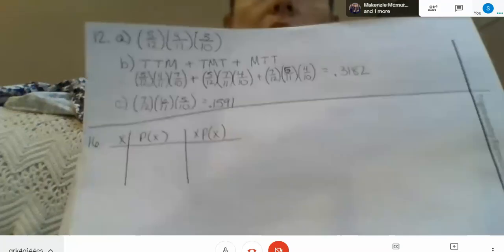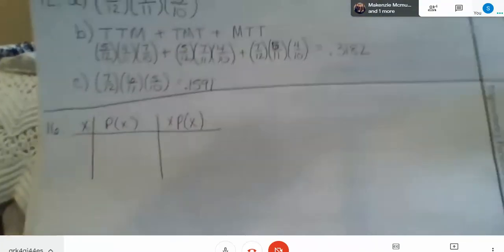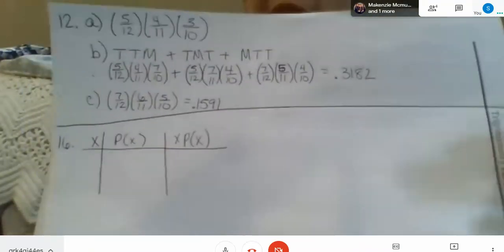So we're going to do this like you did problem 15. We're going to make our table first. We have our x, we have our p of x, we're going to need our xp of x. You can put the x squared p of x column in there, but you really only need that if you're finding standard deviation. So we don't have to do it here.